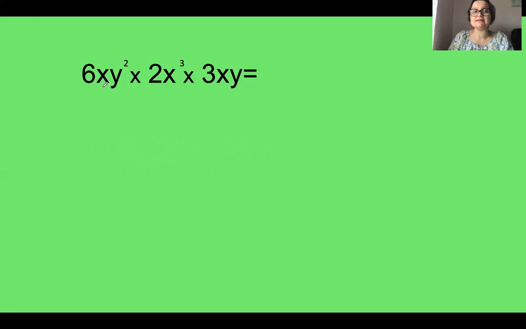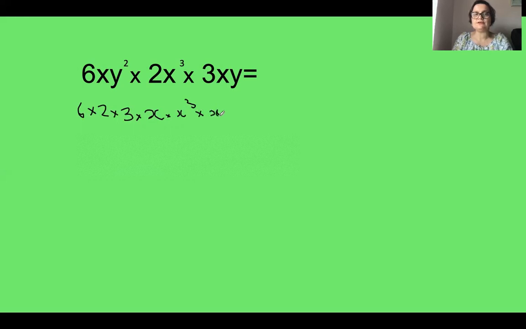We have 6xy to the power of 2 multiplied by 2x to the power of 3 multiplied by 3xy. Again, we multiply the numbers first. So 6 times 2 times 3. And then I'm going to put the like terms. We have x, so multiplied by x. And then multiplied by x to the power of 3. Multiplied by x.